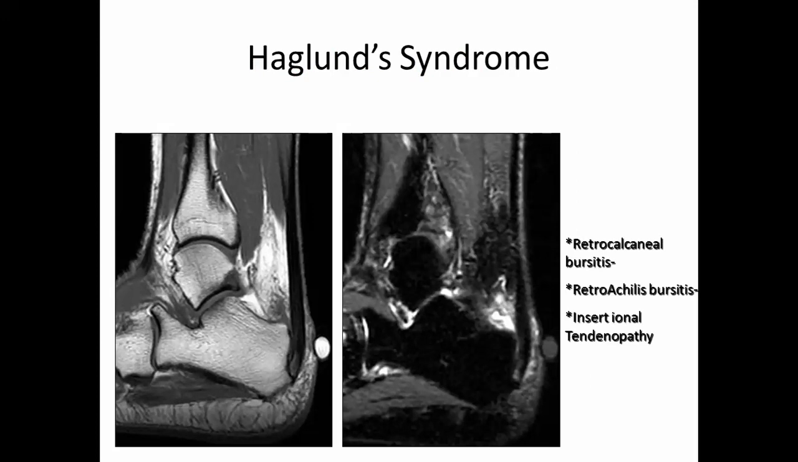Haglund syndrome is a retrocalcaneal bursitis, as we said, retrocalcaneal bursitis, retroachilles bursitis, and insertional tendinopathy. So this is insertional tendinopathy, this is retroachilles bursitis, and this is retrocalcaneal bursitis. Of course, what is new is this one. If you compare this group with the previous one, previously we find some retrocalcaneal bursitis and bone edema with insertional tendinopathy constitutes bursitis, retrocalcaneal bursitis. If there is additionally posterior or retroachilles bursitis like this, that means this is called Haglund syndrome.